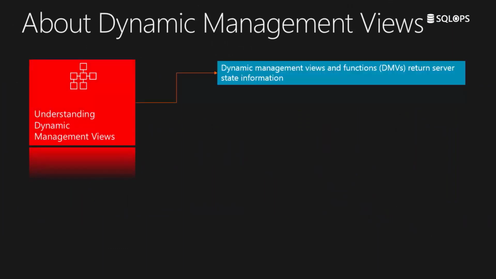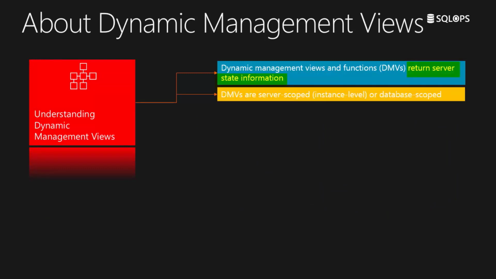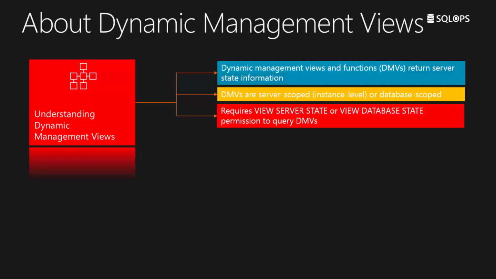DMVs, or dynamic management views and functions, return server state information. There are two types of DMVs: server scoped and database scoped. The server scoped DMVs require view server state permission on the server, whereas the database scoped DMVs require view database state permission on the database. Although the dynamic management objects include the dynamic management functions, the objects are generally referred to as dynamic management views to avoid confusion with database management objects, which is an older SQL Server technology.